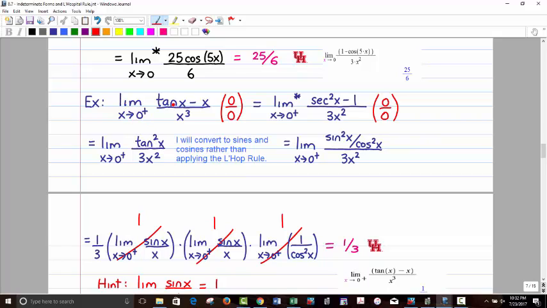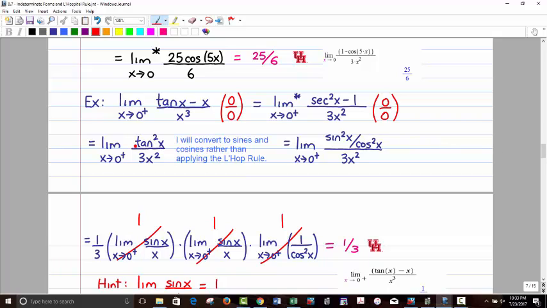Limit as x goes to 0 positive of tan of x minus x over x cubed. That's definitely 0 over 0. L'Hopital's rule. The derivative of tangent is sec squared. Derivative of minus x is minus 1, divided by 3x squared. Now that is 0 over 0. So technically, you could proceed with L'Hopital's rule again. Mathematically, that would be right because you're in a correct form for L'Hopital's rule.